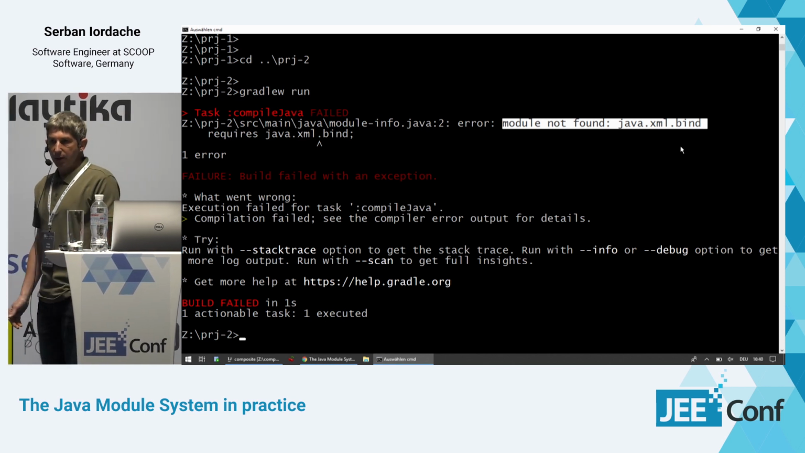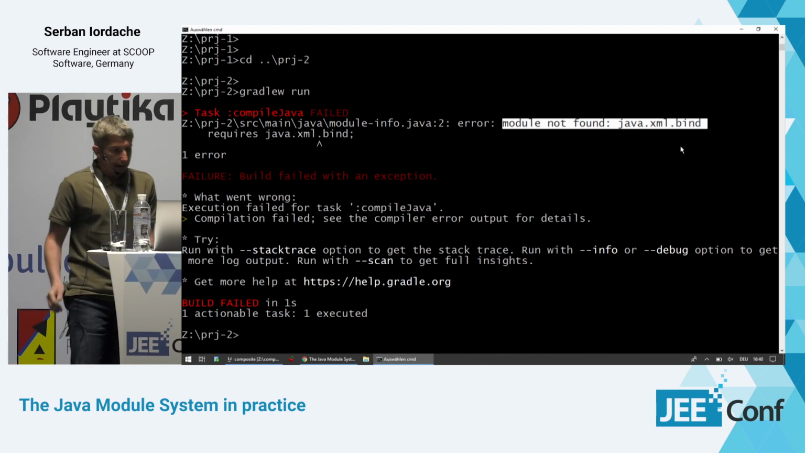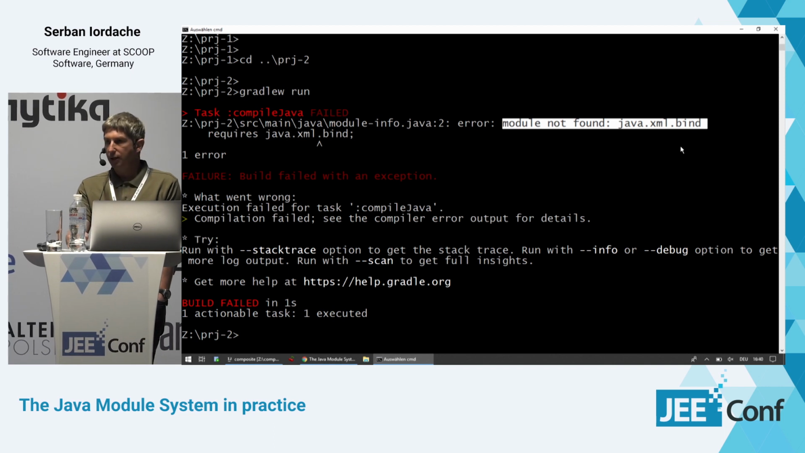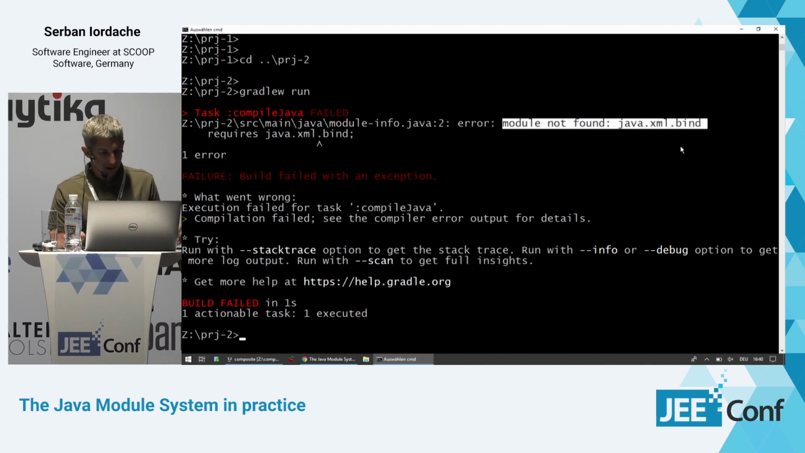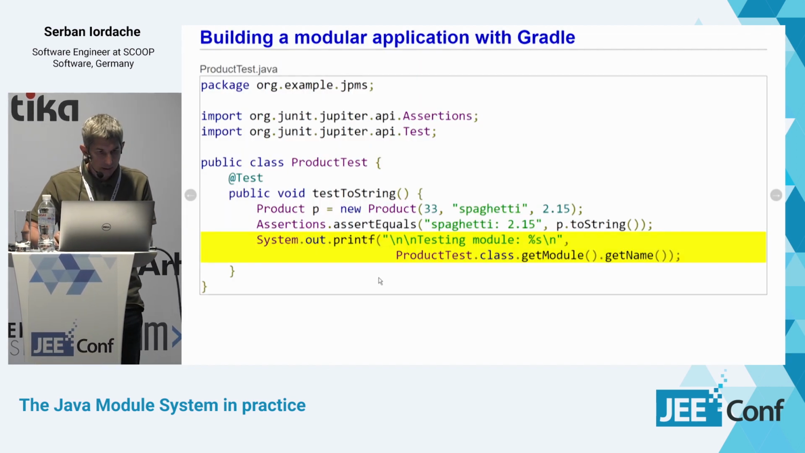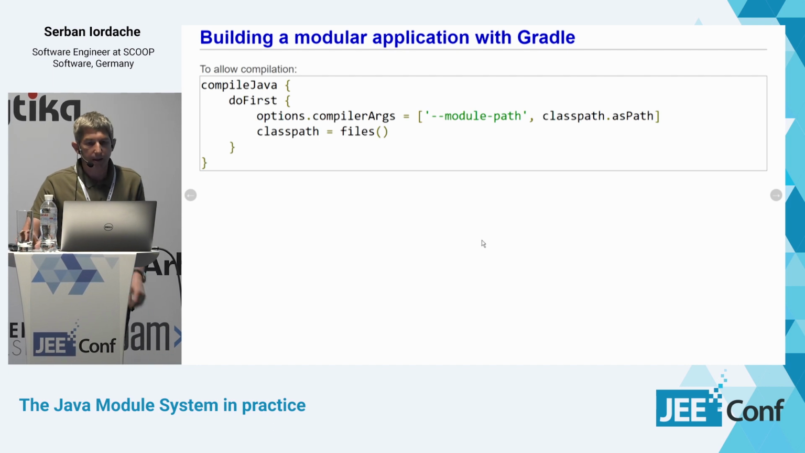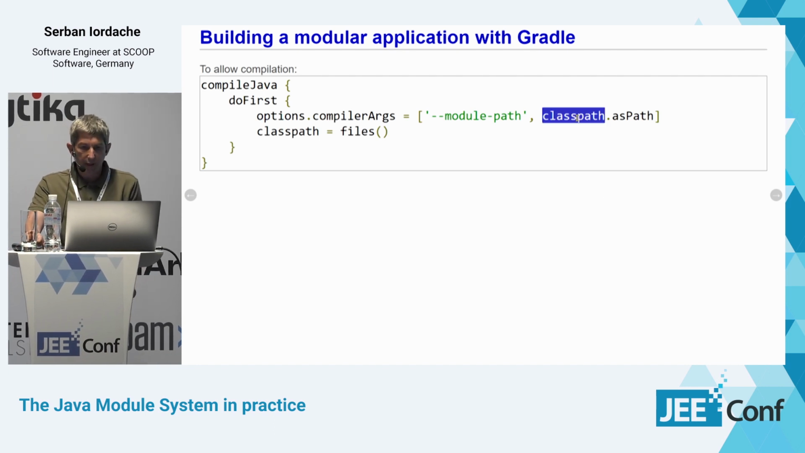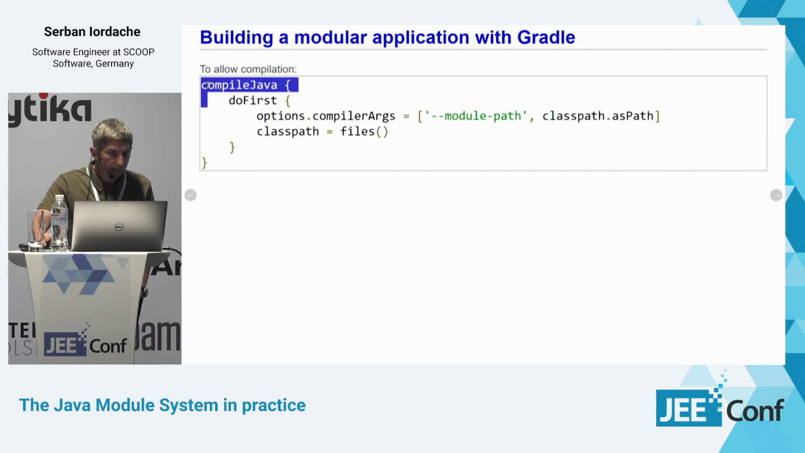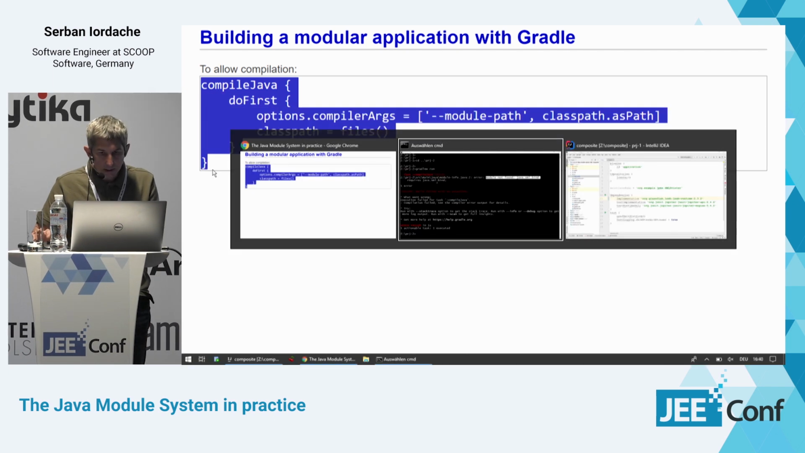Why? Because by default, Gradle puts all artifacts in the dependency graph on the class path. So we need to tell Gradle explicitly to put these artifacts on the module path. And that's how we do it. We said that everything that was before on the class path should be put on the module path, and our class path is only an empty list of files. So let's copy this code into our build Gradle.